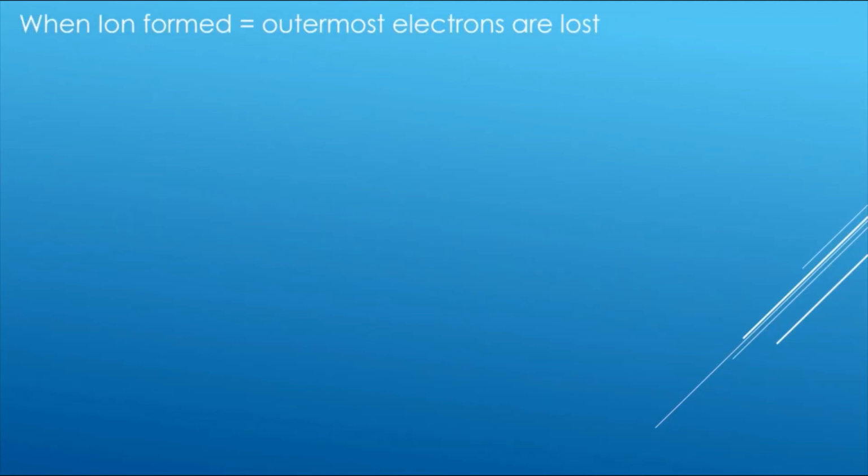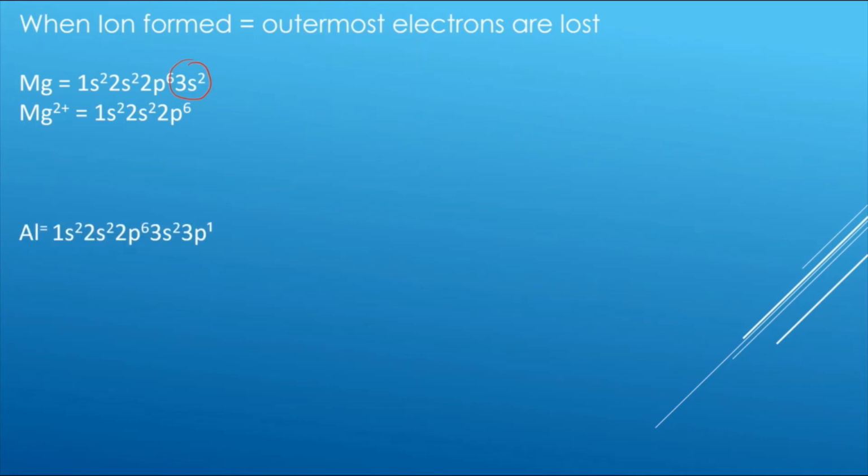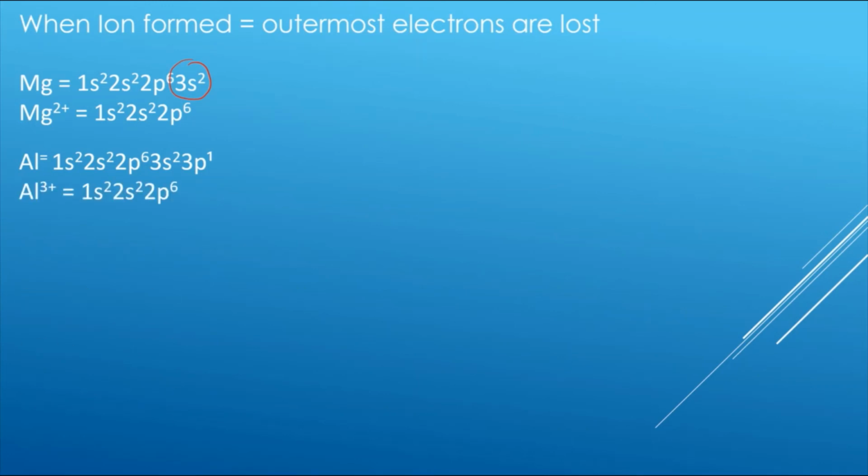And when an ion is formed, the outermost electrons are lost. So for example, magnesium, we have 1s2, 2s2, 2p6, 3s2. So when we lose the 2 electrons, they are lost from the outermost subshell. And the same with aluminium, we have 3s2, 3p1 at the end. So when Al3+ forms, losing 3 electrons, we lose the 3 electrons from the end instead of from the start. But there are exceptions.